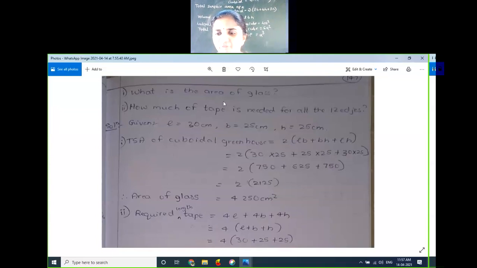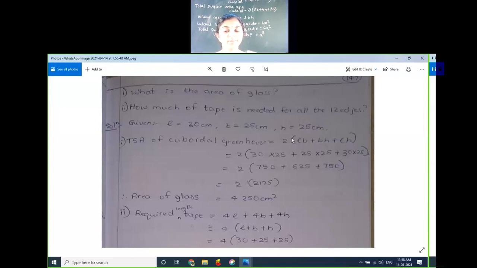First question is, what is the area of the glass? Very simple, total surface area of the glass we have to find out. Second question, one more question is added here: how much of tape is needed for all the 12 edges? Tape length we have to find out.